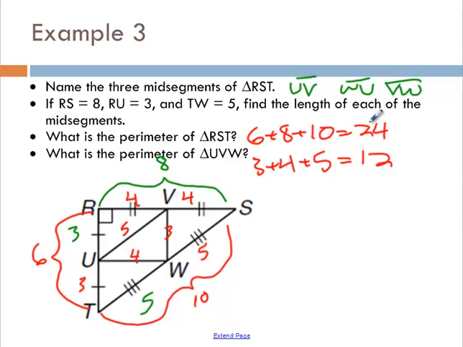Now one thing to notice, look at these 2 perimeters. They're half of each other. The midsegment perimeter is half of the original triangle's perimeter. And the reason is each of these is a midsegment, which is half of one of these sides.